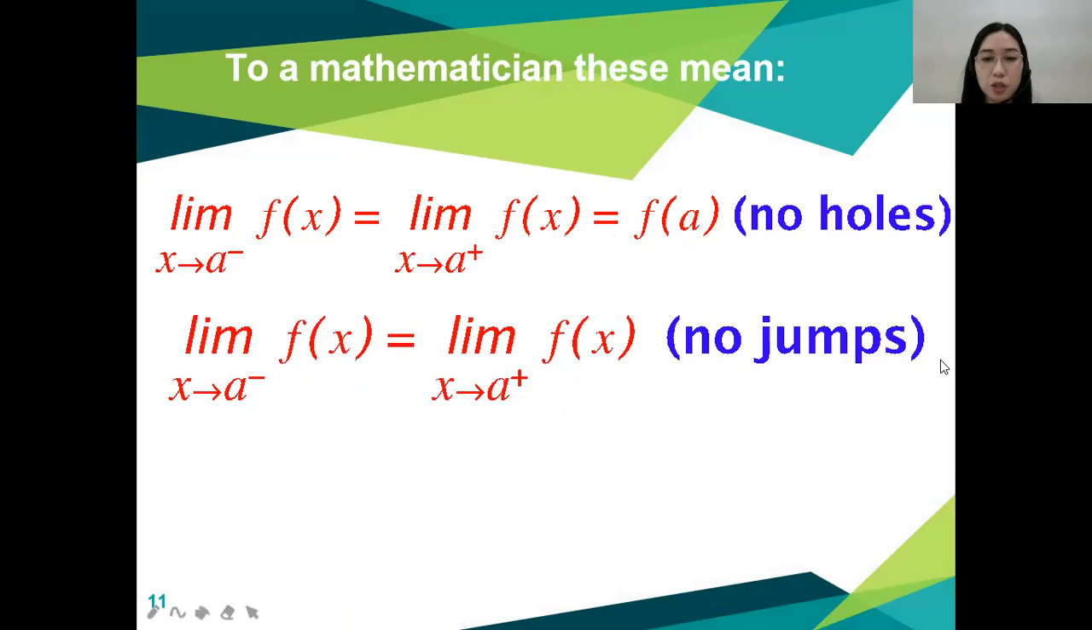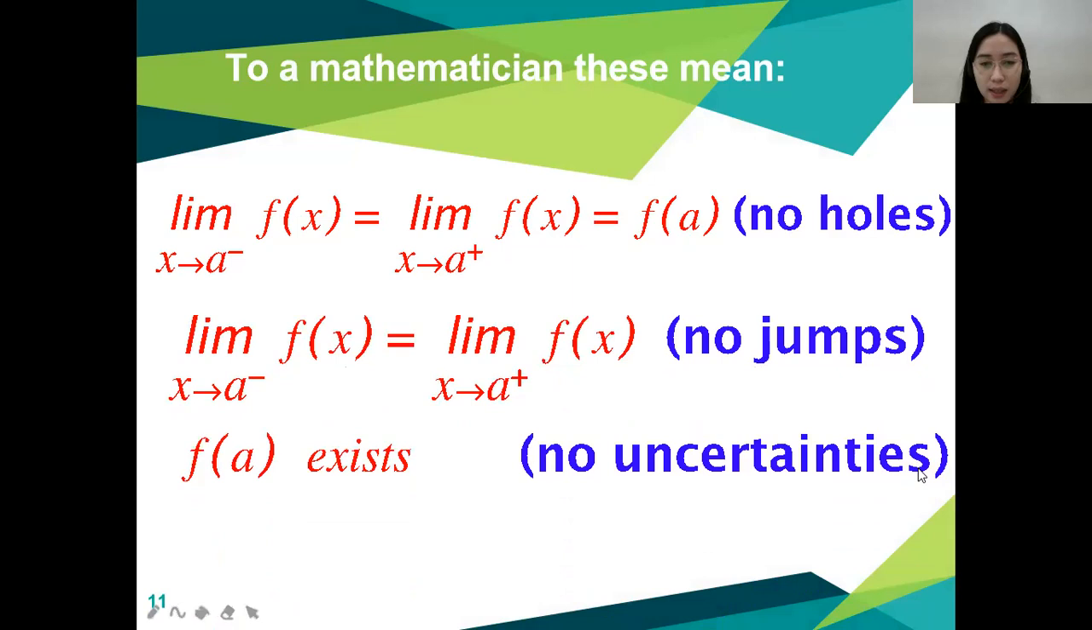Tapos for no jumps, dapat the left hand limit of f of x as x approaches a is equal to the right hand limit of f of x as x approaches a. So no jumps. And for no uncertainties, dapat f of a exists, no? Dili siya DNE or katong does not exist, which we discussed briefly last meeting about atong sa limits.